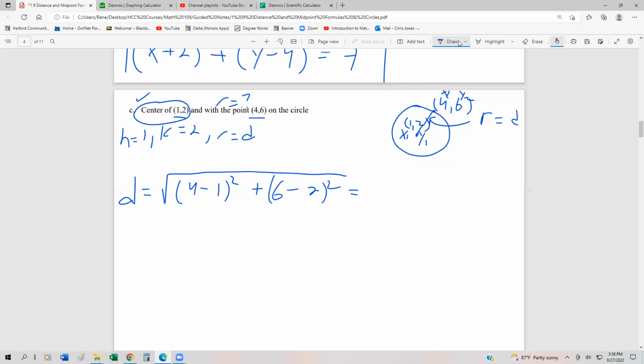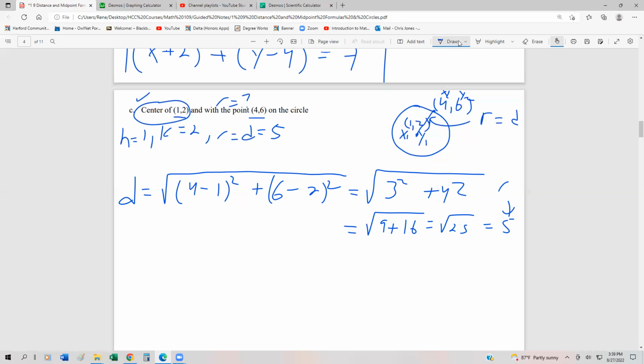And so if we simplify this, that's the square root of 3 squared plus 4 squared, or that's going to be the square root of 9 plus 16, which is the square root of 25, which is 5. Now, 5 is going to be the distance d, which is the same thing as the radius. Okay, so radius, which is equal to d, which is 5.